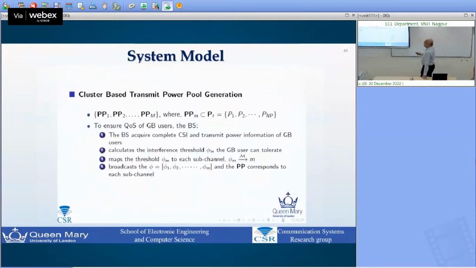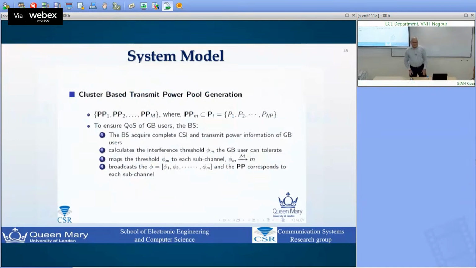So here, what is the base station going to do? The base station is going to estimate, to acquire the channel state information. For the grant-based user, it will acquire the transmit power information, channel state information, everything. Once it acquires it, the base station can calculate what threshold that particular grant-based user can tolerate.